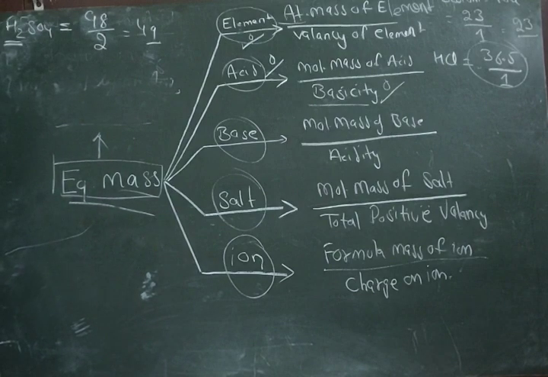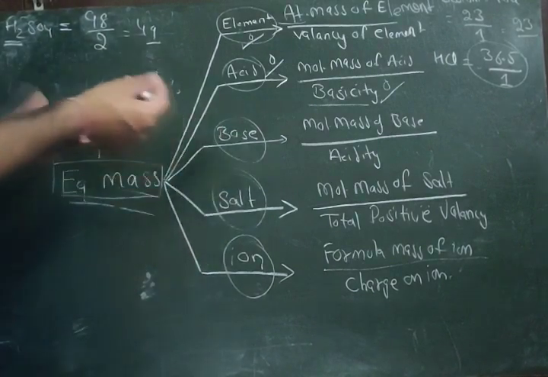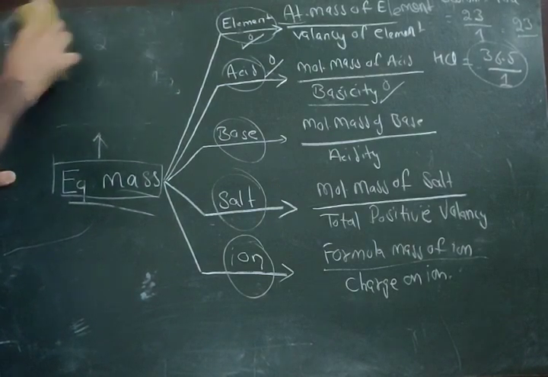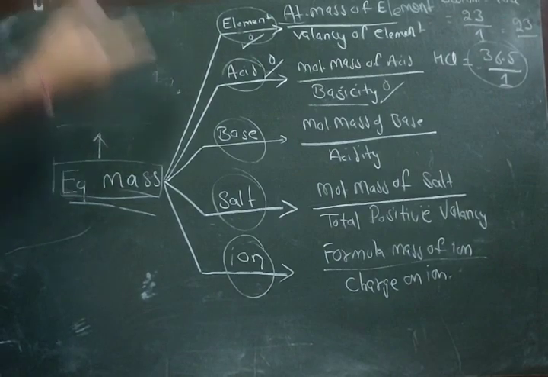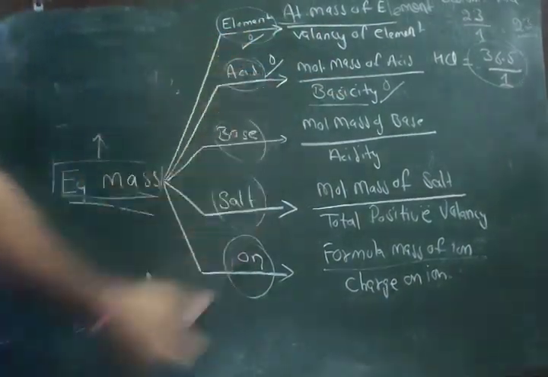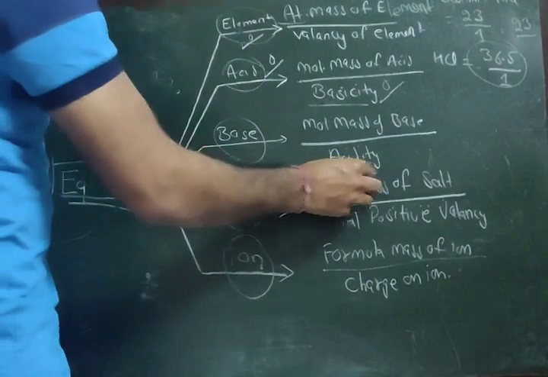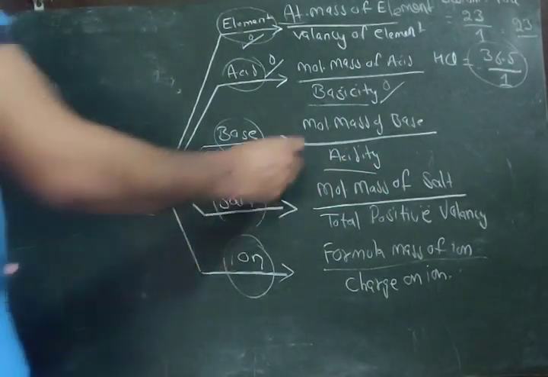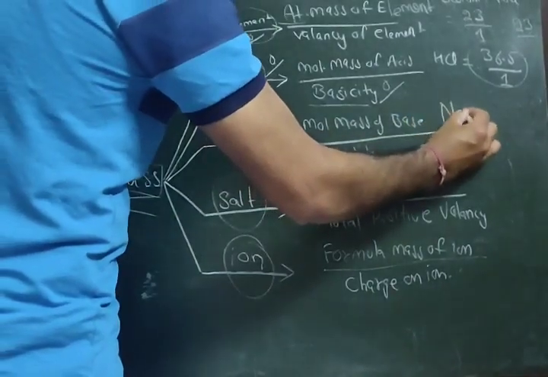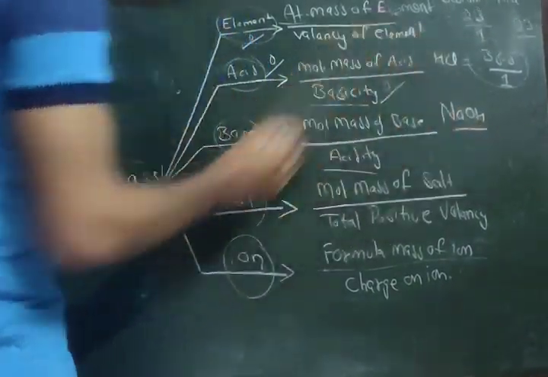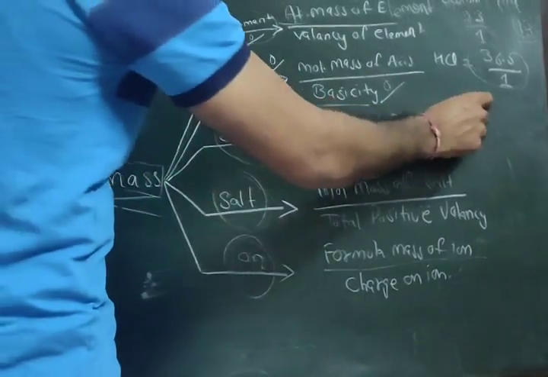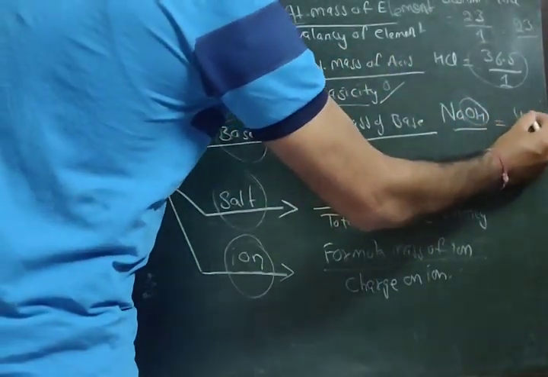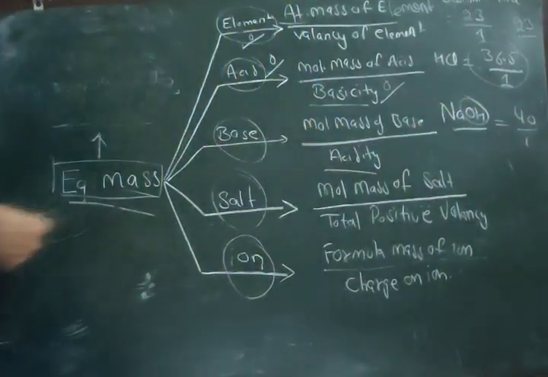Okay. So next, again the same thing is there, that is of base. If we are talking about basicity for an acid, then for base we are talking about the acidity. The definition is still reverse. इसको reverse कर दीजिए. If we are talking about the base, that NaOH, how many OH ions are released by this? That is 1. So the answer will be 40 divided by 1.